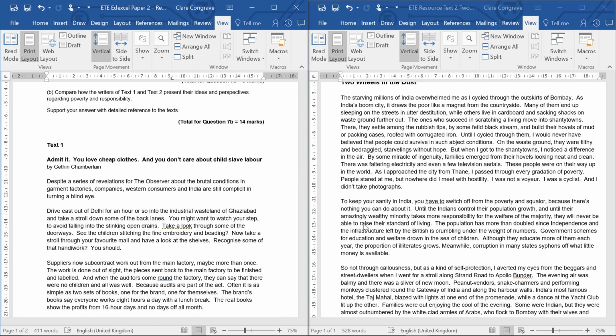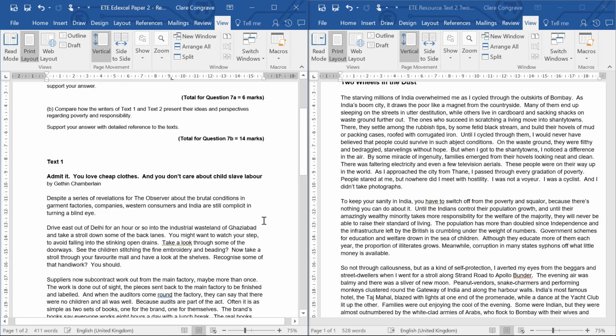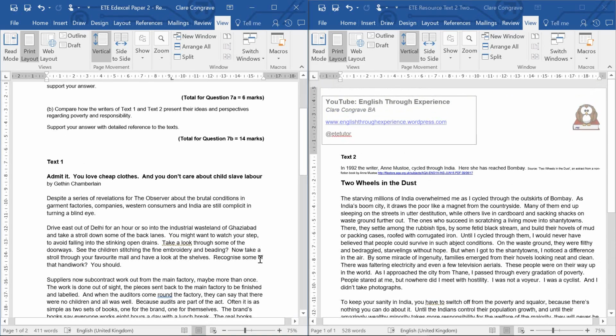So here we see that the amazingly wealthy minority are seen as responsible for poverty because they aren't considering the welfare of the majority, and that the government plays a role in this. Over in text 1, the reader is considered as being at fault and not caring about child slave labour. So there's different responsibilities here within the two texts. So just have a think about them like this first before you try and structure your answer.